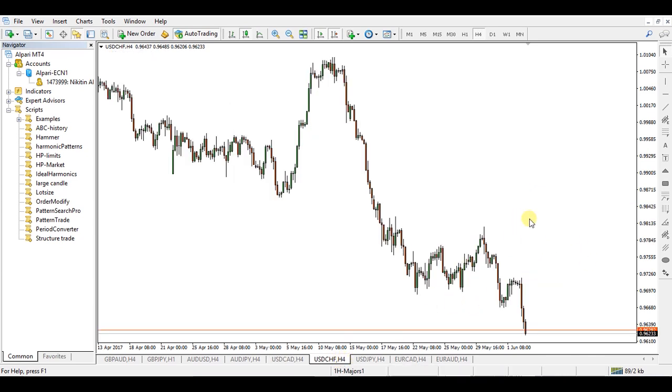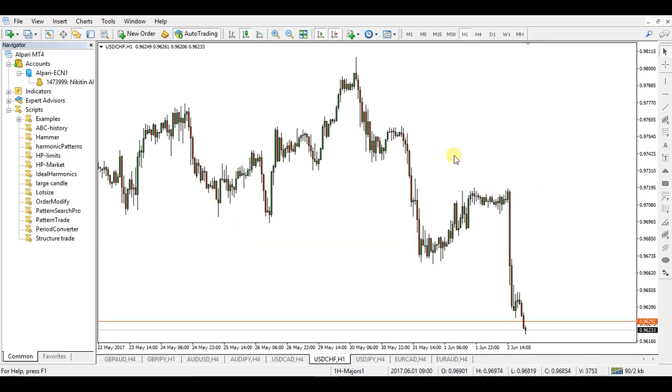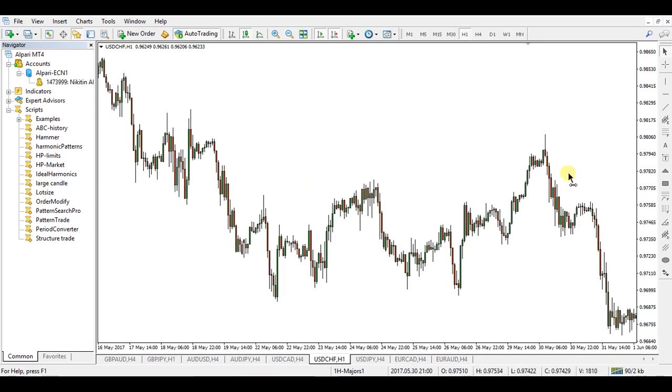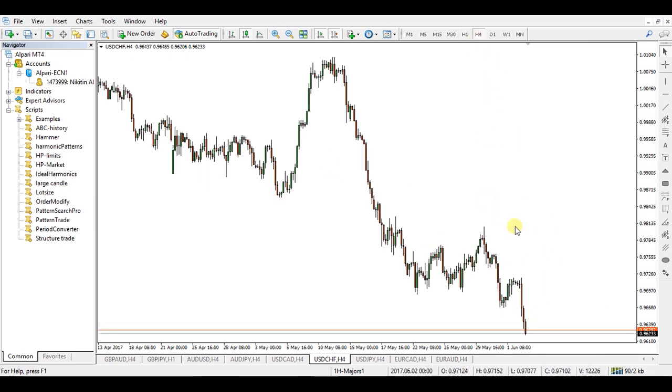Dollar Swiss. We have that downtrend on 4 hour time frame. No signs of reversal yet. No patterns, and this is the same. No signs of reversal. No patterns here.